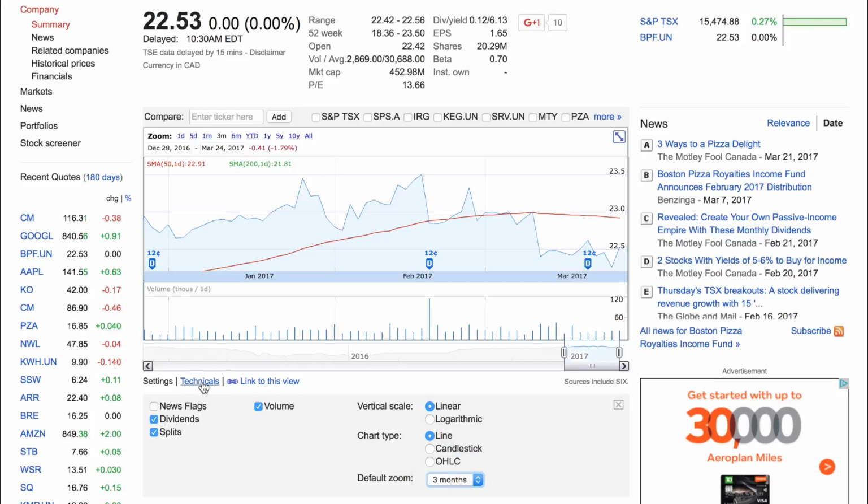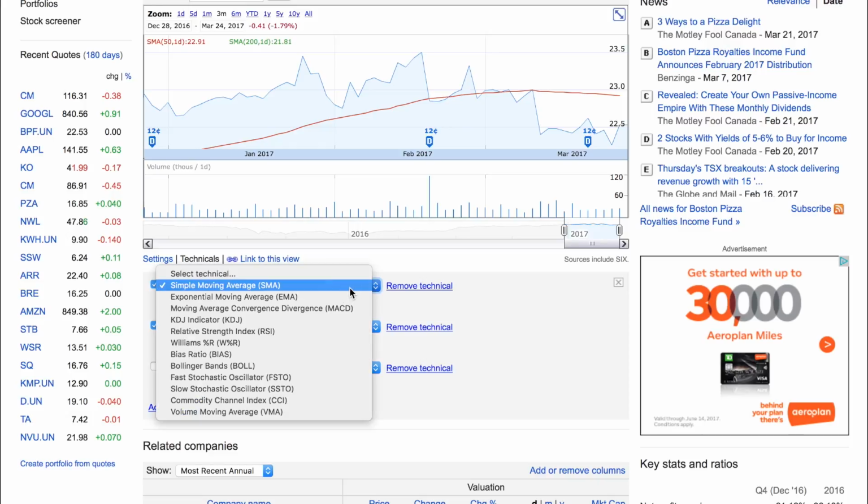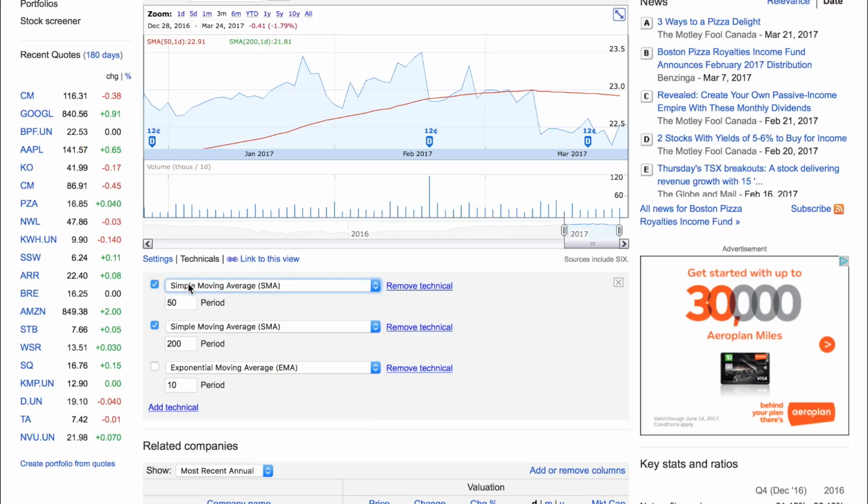The next thing we're going to look at is the technicals. Now this is the part that took me a little while to figure out what I actually needed in here, but these are the settings that I use. So I have simple moving averages. There's a whole bunch of choices in here. You can set up these lines, but I have a simple moving average that shows a 50-day period and a 200-day period. And you can add more.